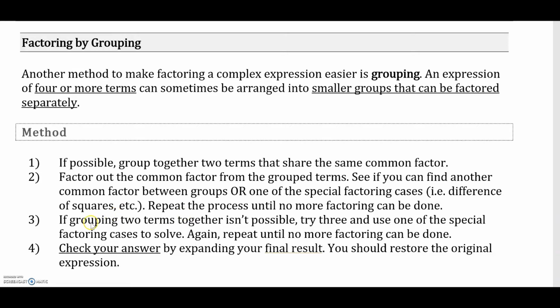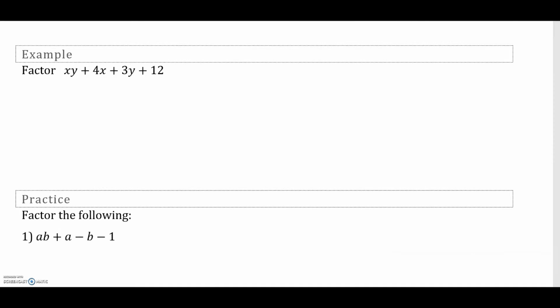Step 3. If grouping 2 terms together isn't possible, you can try grouping 3 terms and see if one of the special factoring cases shows up again, and repeat until no more factoring can be done. And then, as with all our factoring problems, you want to check your answer by expanding your final result to make sure that it can be expanded to restore your original expression. So let's apply this method using some examples.